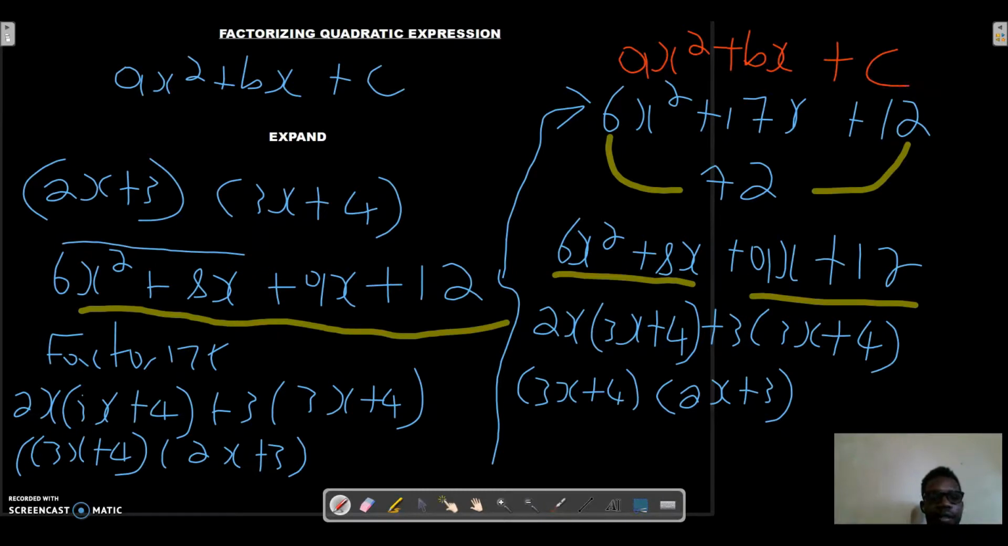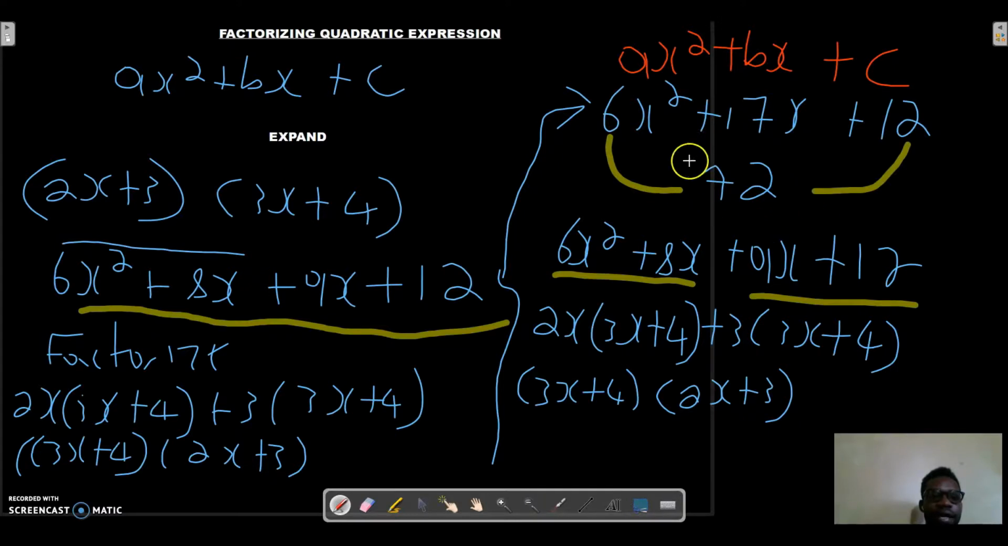Now applying the same concept that we use here, what we would have to do is start out by multiplying a by c, ac, because as we say, those numbers will never change. Just like how we have 6 and 12, all right? 6 times 12 is 72. So I would have to multiply a by c, which in this case gave me 72, which is 6 times 12.